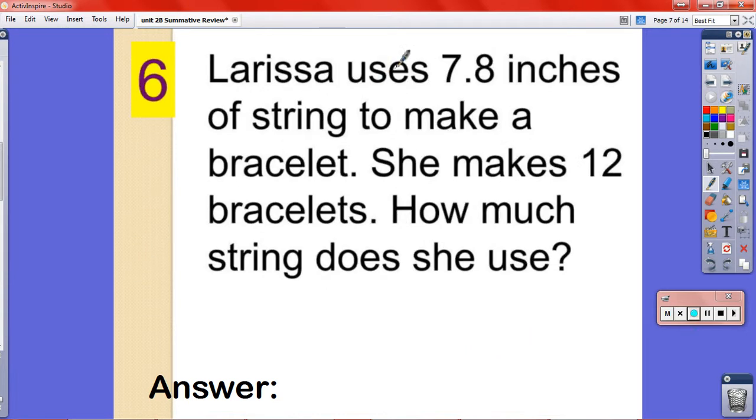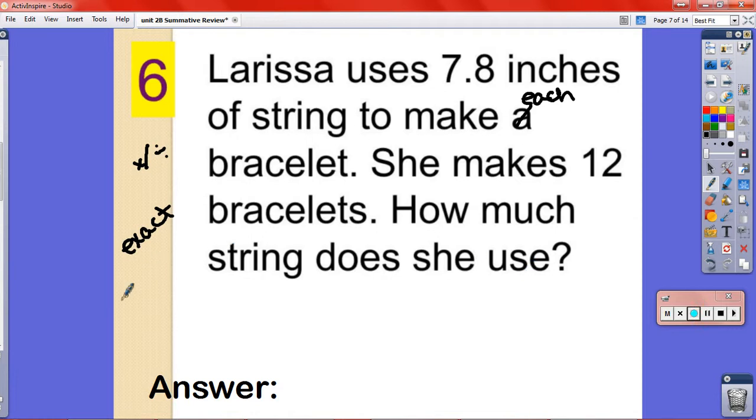Number 6, Larissa uses 7.8 inches of string to make a bracelet. She makes 12 bracelets. How much string does she use? This is an exact answer. And it doesn't say each, but I can replace this with each. So this is a multiplication or division problem. Basically, all the bracelets are the same amount of string, and she makes 12 of them. So how much total string does she use?